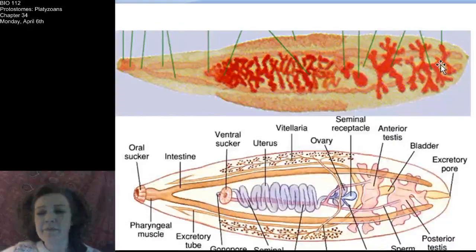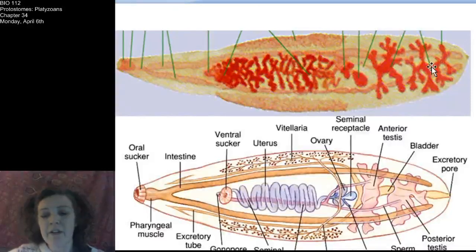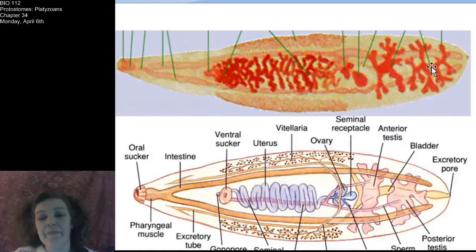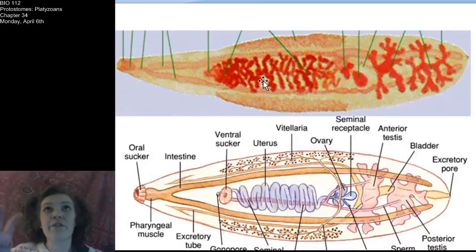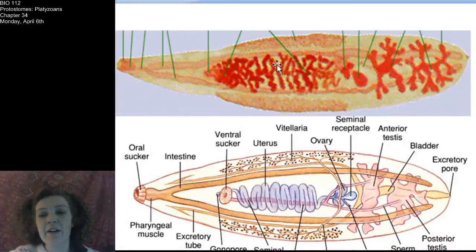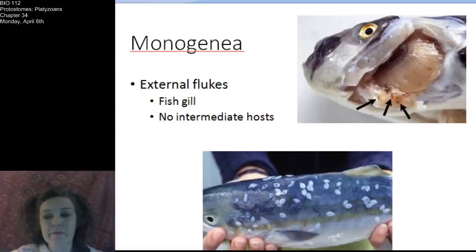Okay, so those are the main parts that I want you to know. I don't spend as much time saying you have to know that the seminal vesicle is farther up, and it's kind of here. It's hard to see because of the uterus. Okay, all right. So let's talk about other kinds of flukes.